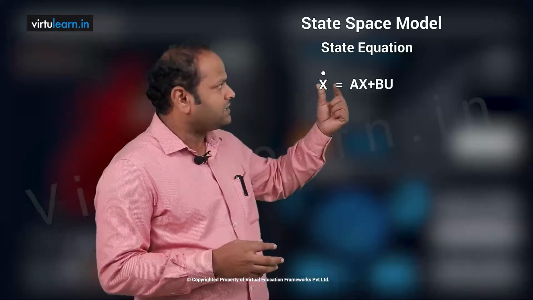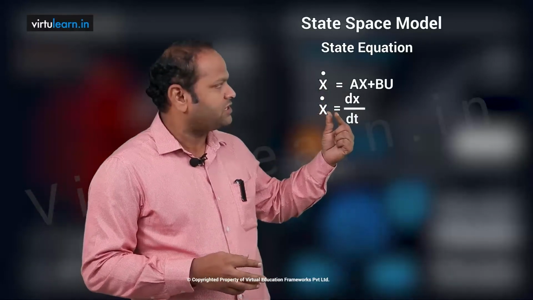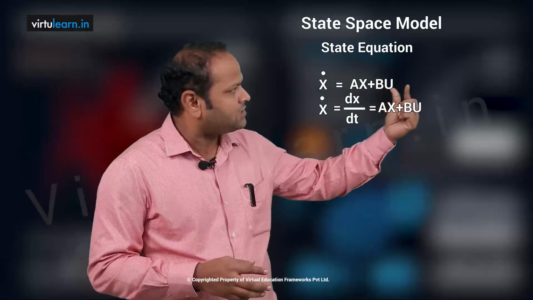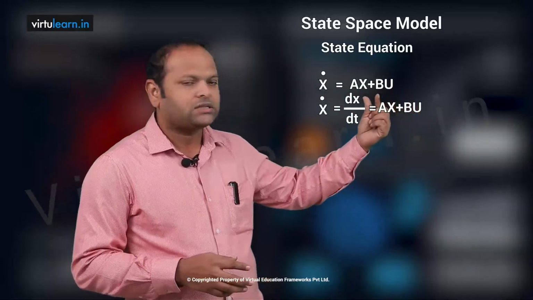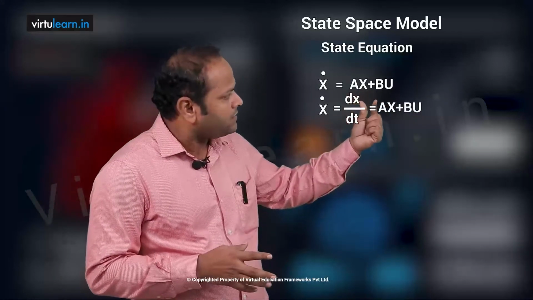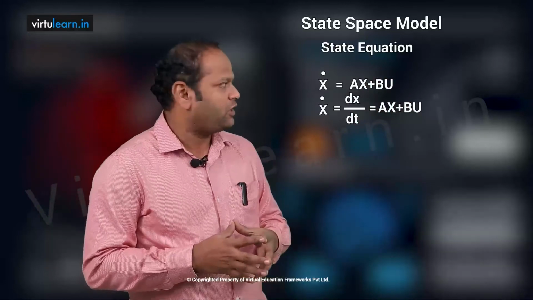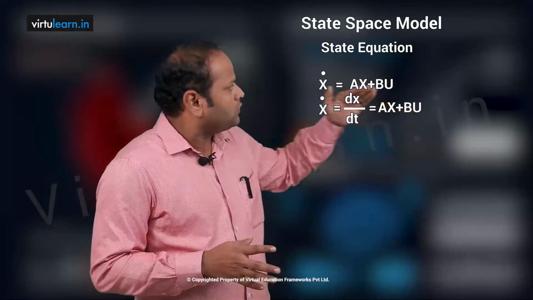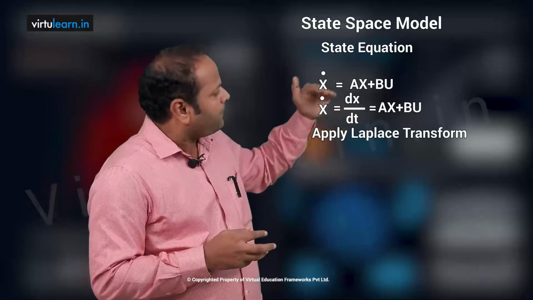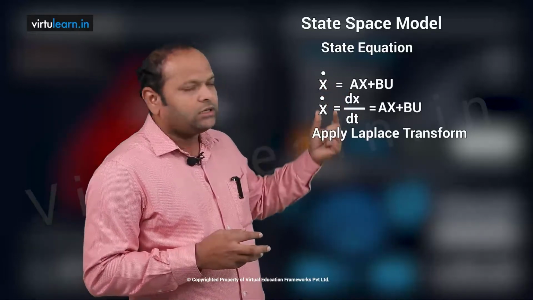So let us take the state equation. Your state equation is x dot = Ax + Bu. So x dot is dx by dt, the first differentiation, equal to A times x plus B times u. So x is the state variable, A and B are the state matrix and input matrix respectively, and u is the input. Now, for this let us apply the Laplace transform.